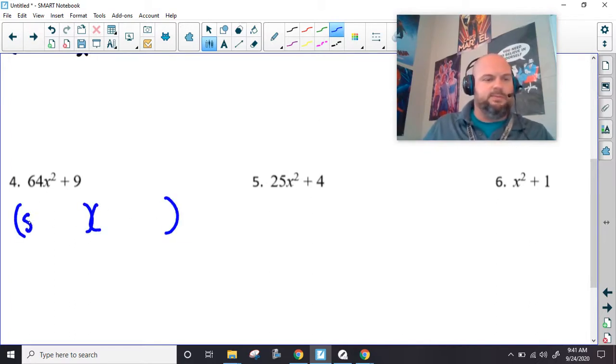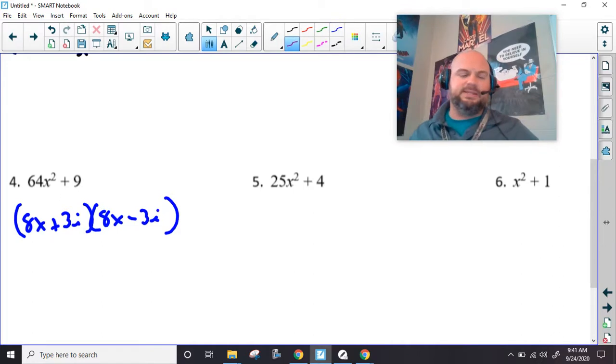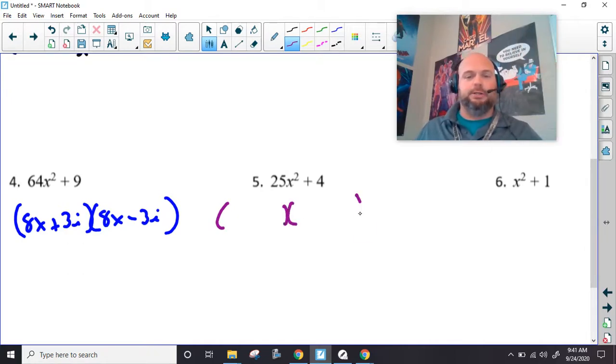So this is going to be 8x and 8x. One's a plus, one's a minus. This is going to be the square root of 3, and we just add the i in. Yeah, some of these get a little more in depth, but use your calculator to find the square root if you don't remember.